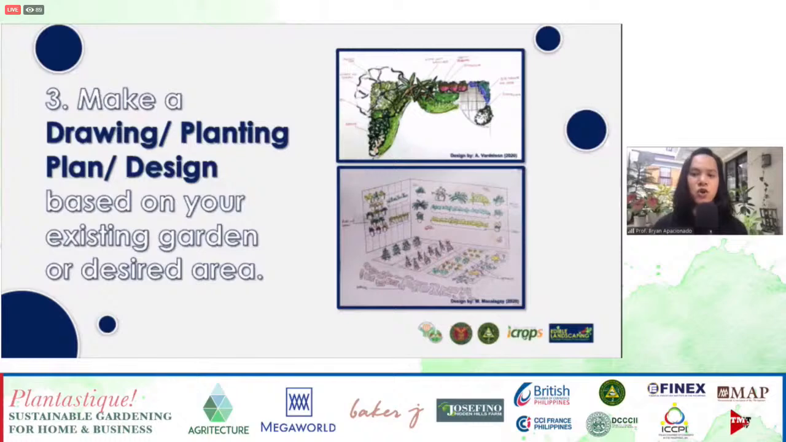So create and draw. But to guide you in this planning or drawing, you must be guided by the principles and elements of design. For the elements of design, we have form, color, line, and texture. And for the principles of design, we have balance, contrast, scale and proportion, emphasis, and harmony. Here we have to know how we combine different plants to create a more interesting landscape.